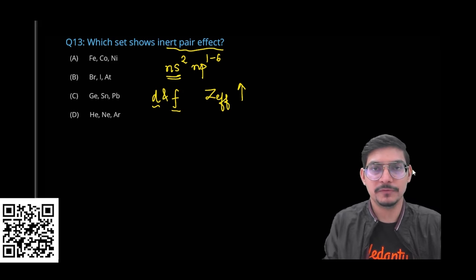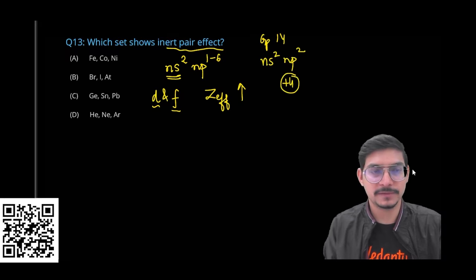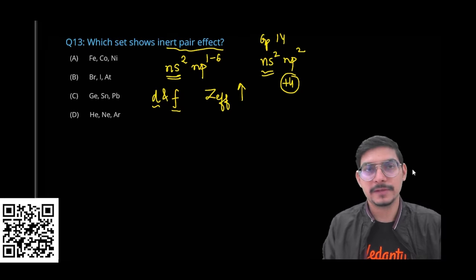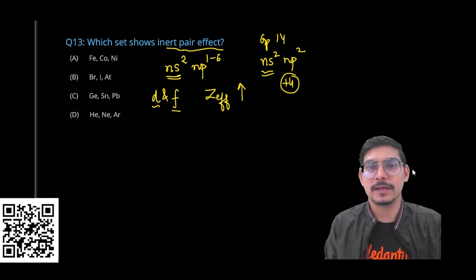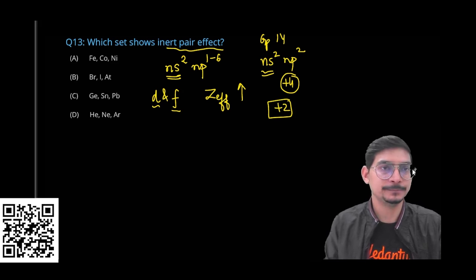For example, in group 14 elements, the electronic configuration is ns2 np2. So we might expect that all of these elements will exhibit an oxidation state of +4. But as we move down the group, because of the increased reluctance of s electron pair, which is attributed to inert pair effect, the tendency of s electrons to participate in reaction decreases. And as we move down the group, +2 state becomes more stable, and in fact, +4 state becomes oxidizing.